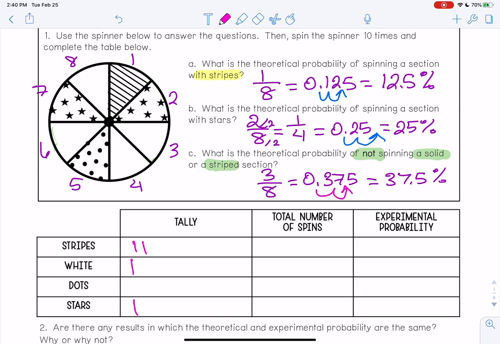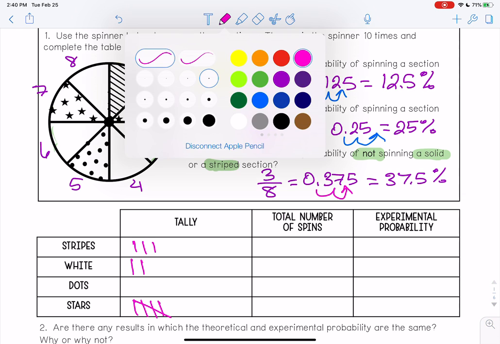Fifth spin, white again. Sixth spin, stripe. Seventh spin, stars. Eighth spin, stars. Ninth spin, stars. And the 10th spin. Oh wow, I got stars again. Okay, so that's a tally mark.